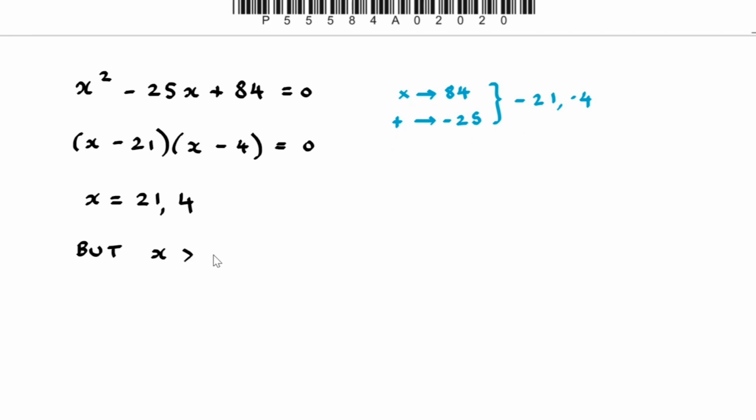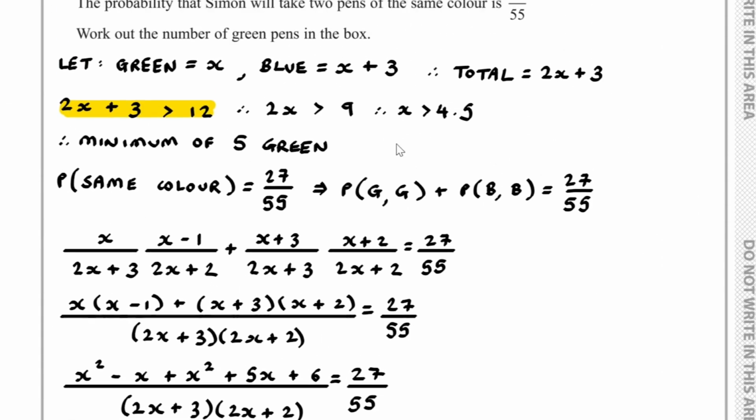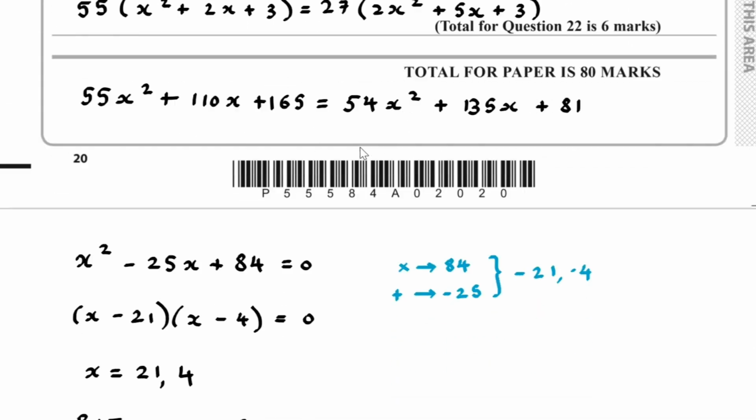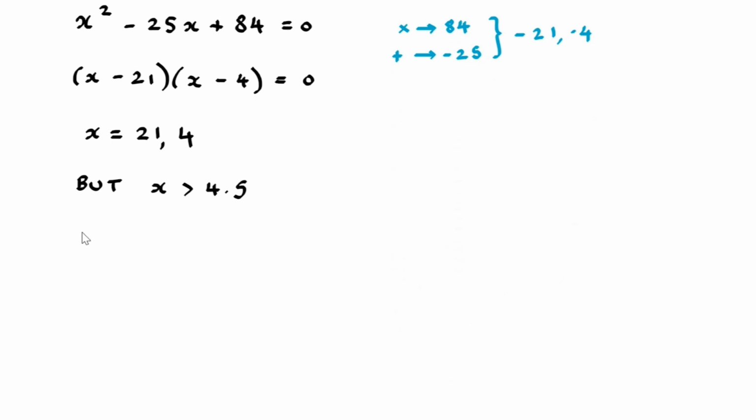But we also know that x is greater than 4.5, and that's what we saw over here. We need a minimum of 5 greens, and therefore x is equal to 21 only, and so what we have then is 21 green pens.